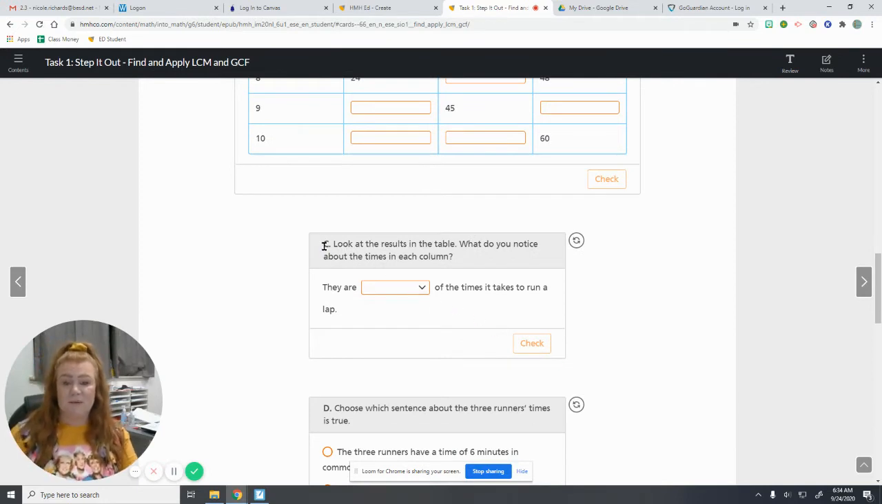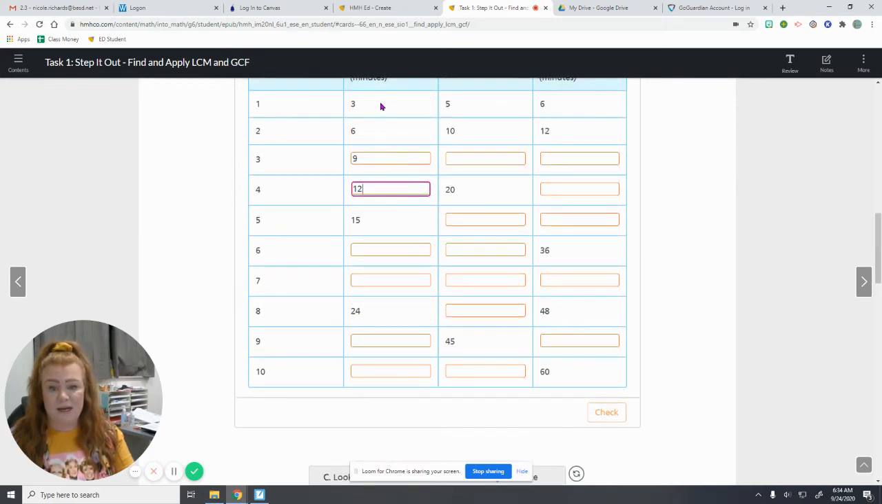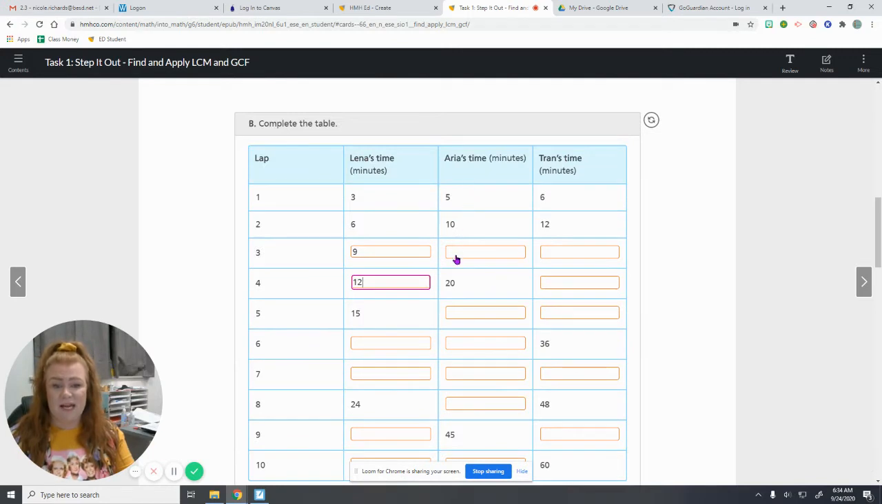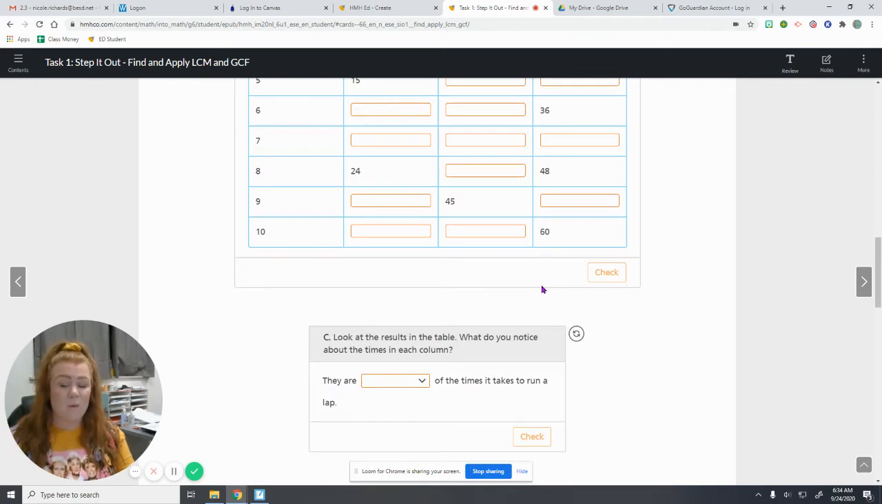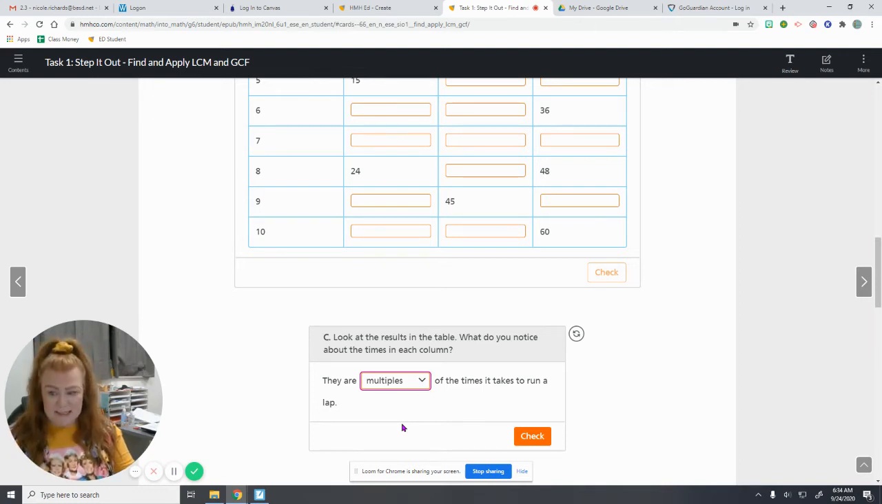Hey, so C asks us to look at the results from our table, and we're going to look for a pattern we notice about the times in each column. So looking here, 3, 6, 9, 12, 15, 18, 21, 24, 27, 30. And then over here, 5, 10, 15, 20, 25, and 6, 12, 18, 24. I know when I'm saying those, that those are multiples of those numbers. Skip counting is the same thing as multiples.